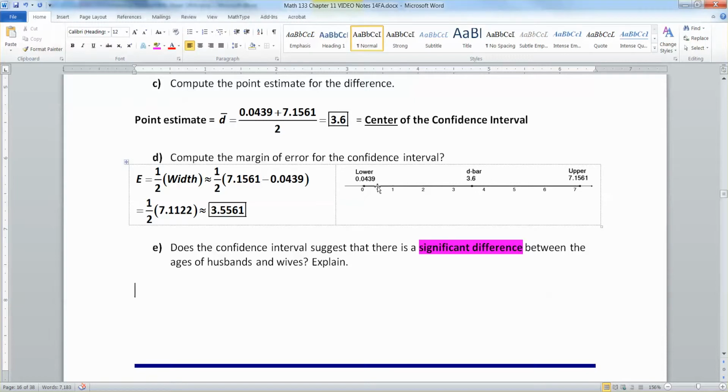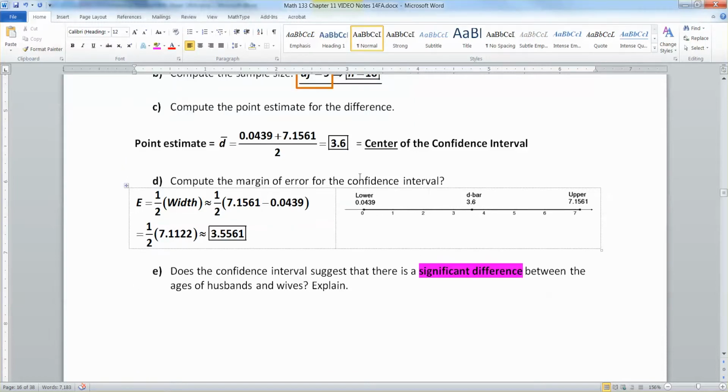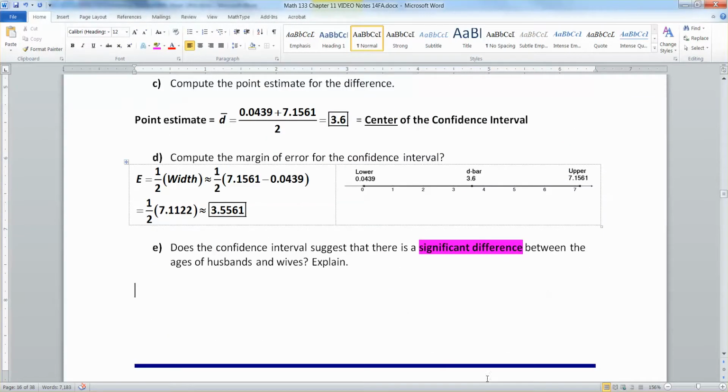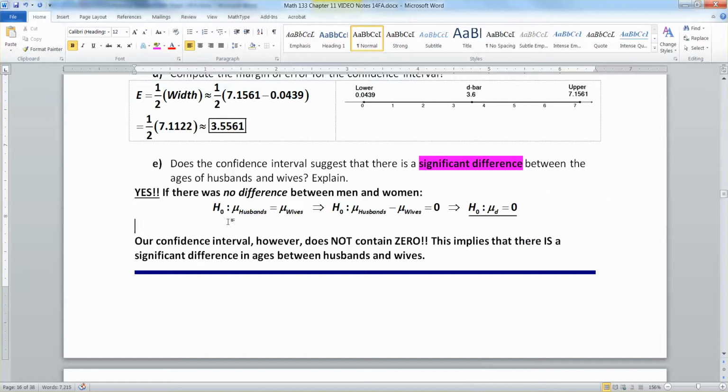But 0 is not in our confidence interval. 0 is just outside of it. The lower edge of our confidence interval is 0.0439. 0 is not in there. That would imply that there is a significant difference because 0 is not in that interval. So I'll type that up. I'll be right back. There we go.